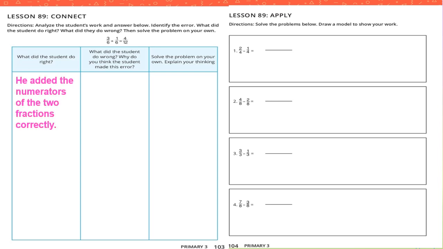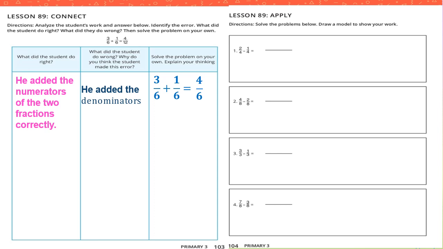What did the student do right? He added the numerators of the two fractions the correct way. But the mistake here, he added the denominators. And we said before, when we have same denominators, we can't add the denominators, but you must put it as it is. So the right answer here, 3 over 6 plus 1 over 6 equals 3 plus 1 equals 4 over the denominator, no change. Put it as it is.